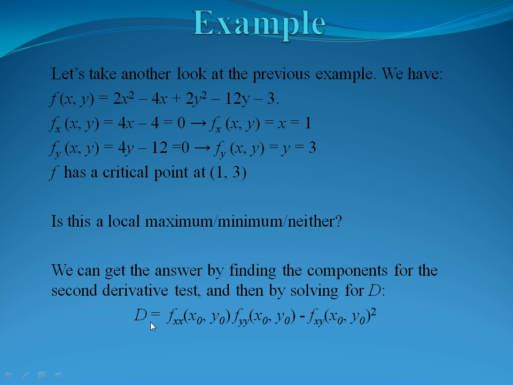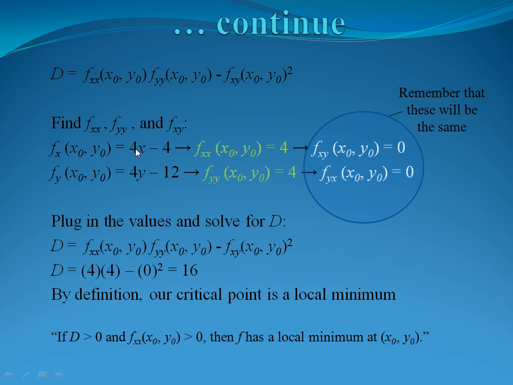In order to do that, we're going to need the second partials with respect to x, y, and the mixed partial. So let's remember what our first partials looked like, 4x minus 4 and 4y minus 12. Okay, so from here, our first partial with respect to x was 4x minus 4, which means for our second partial with respect to x, we go back to our first partial and take the derivative with respect to x. The derivative of 4x is 4. The derivative of 4 is 0.